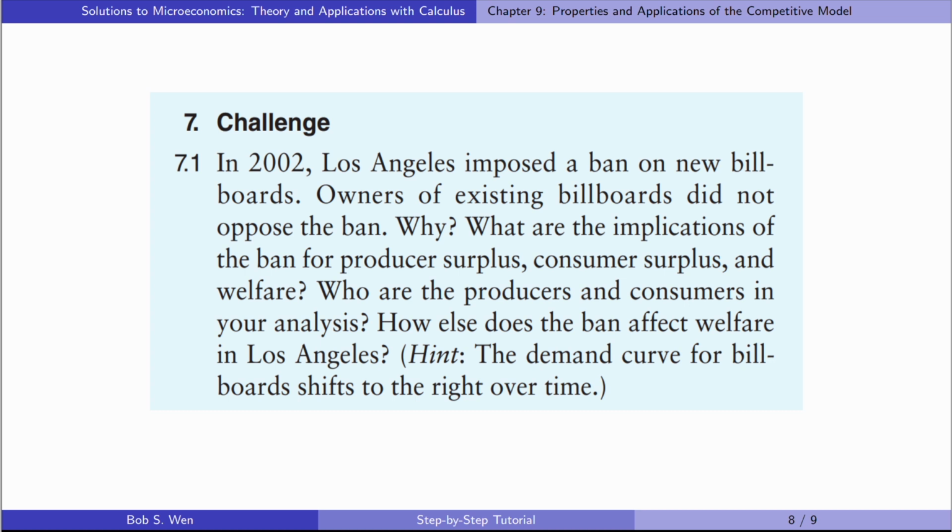Let's jump to the challenge of the chapter. Here is exercise 7.1. In 2002, Los Angeles imposed a ban on new billboards. Owners of existing billboards did not oppose the ban. Why? What are the implications of the ban for producer surplus, consumer surplus, and welfare? Who are the producers and consumers in your analysis? How else does the ban affect welfare in Los Angeles?